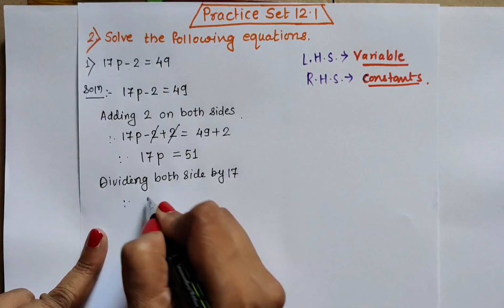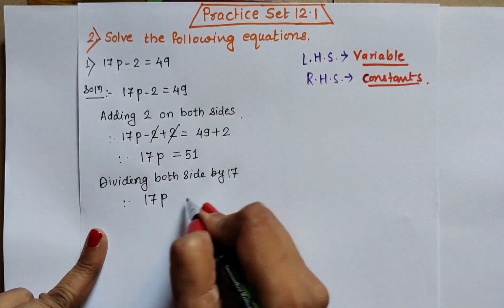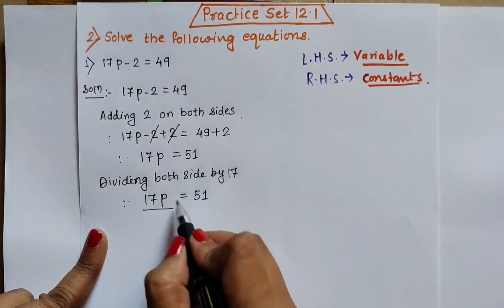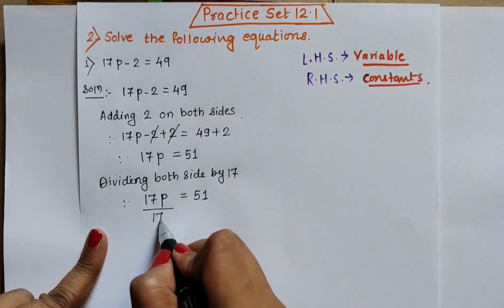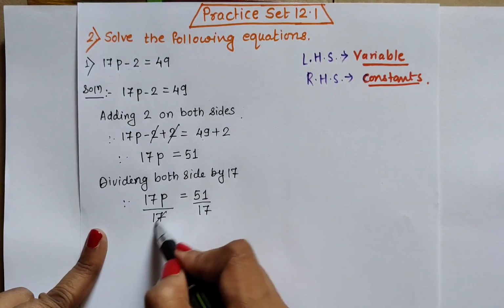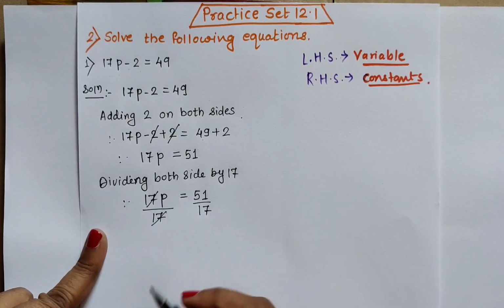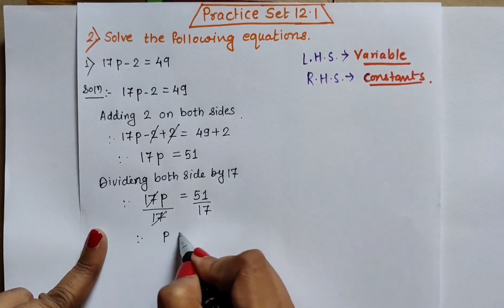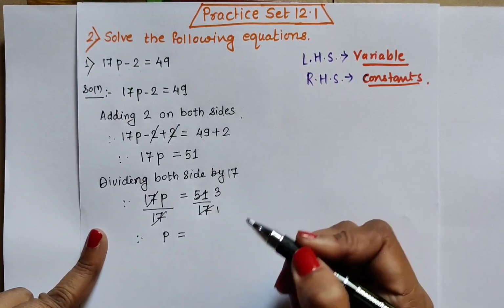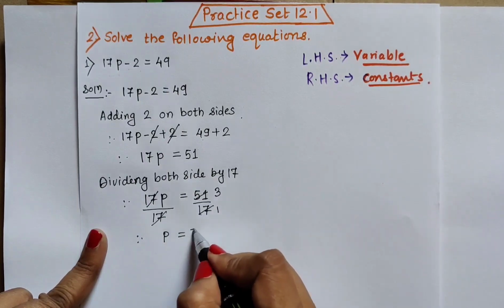So what we do? We write both the sides. 17p is equal to 51. And we will divide the left hand side also by 17 and the right hand side also by 17. Now here 17 gets cancelled. Only p is remaining. And here 17 ones are 17, 17 threes are 51. 3 upon 1 means 3 only.